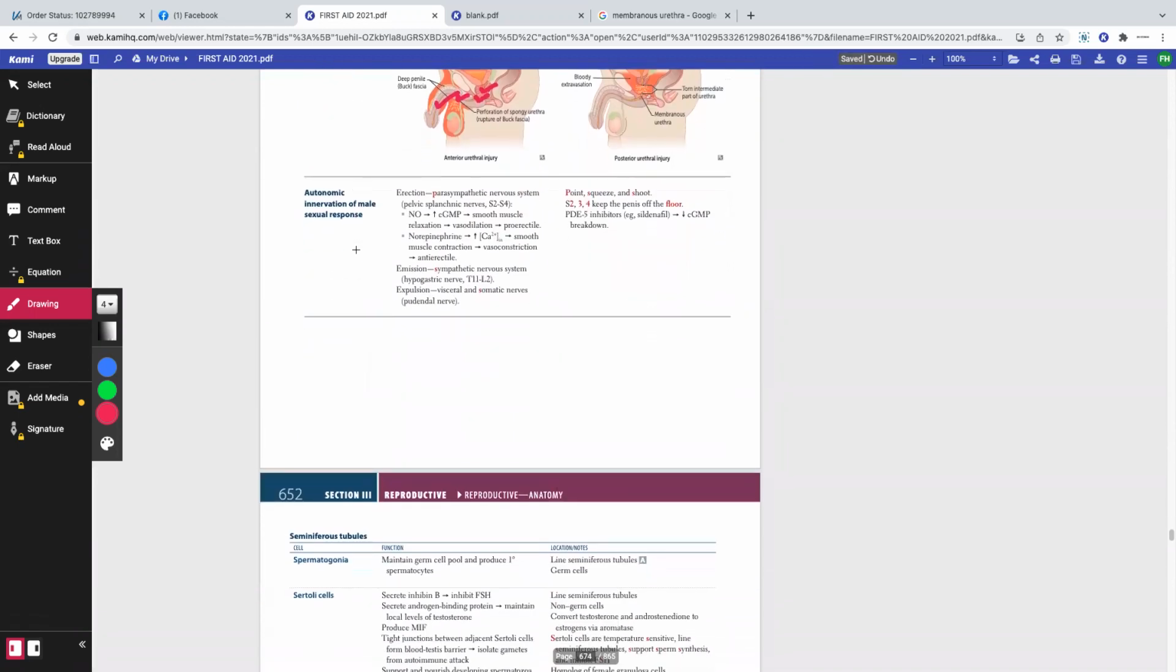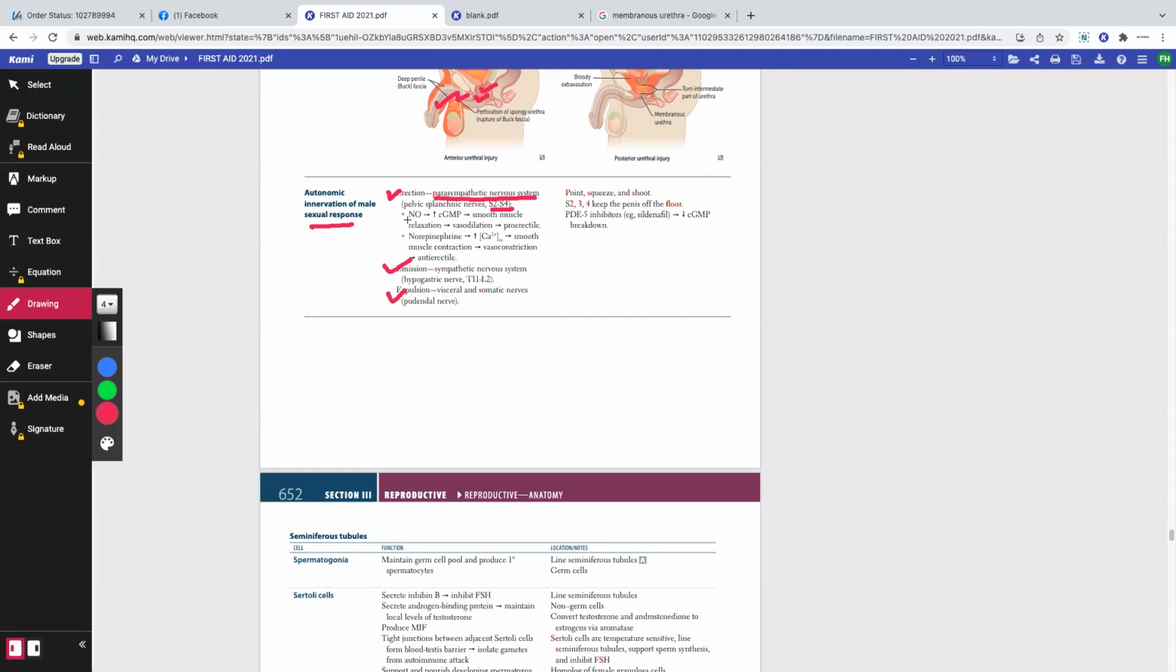Now let's move down to autonomic innervation of male sexual response. I've already talked about this. You have 3 phases of sexual response in a male. You have erection, emission, expulsion, or erection, ejaculation, ejection, the same thing. Erection is a parasympathetic response. So S2, 3, 4 is responsible for this. If there is a male who has a traumatic injury to the lower sacral nerve, then there's a possibility that they can be impotent, for example. Then they can have erectile dysfunction.